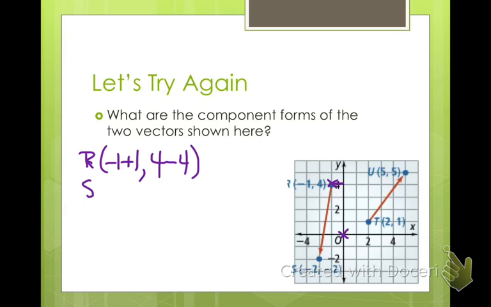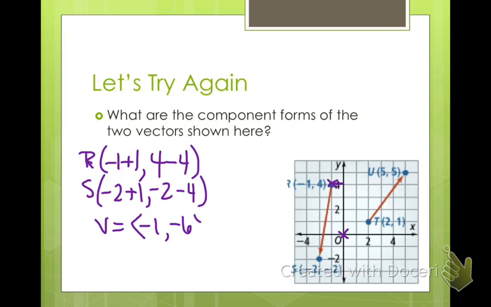Whatever we do to R, we also have to do to S. So negative 2 plus 1 and negative 2 minus 4. So our new terminal point for our vector is negative 1, because negative 2 plus 1 is negative 1, and negative 2 minus 4 more is negative 6. So that's the vector for RS.